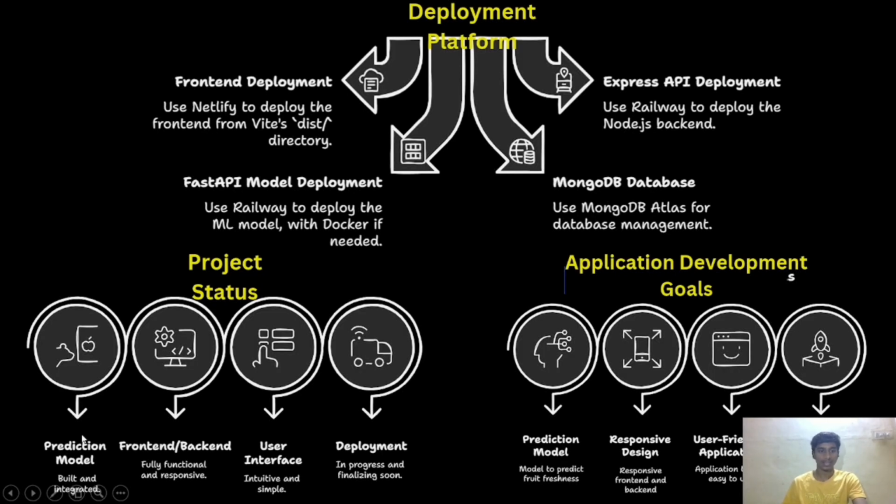This is the project status. The present project status is the prediction model, front end and back end, user interface, and deployment. We are presently working on it. And then after, the application goals: the main application goals are a prediction model, responsive design, a user friendly application, and smooth user experience.